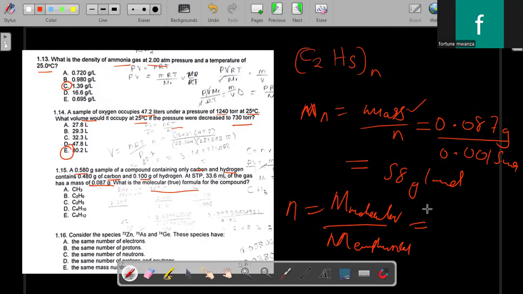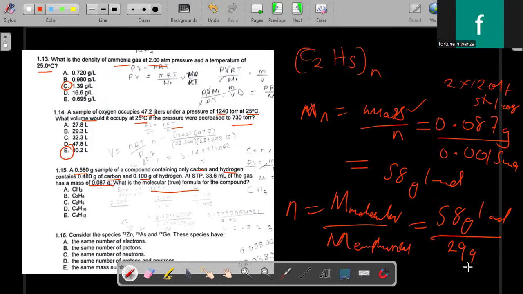The molar mass for my molecular formula I've already found, which is 58 grams per mole, divided by the molar mass of my empirical formula. So I have two terms in the empirical formula: 4.01 plus 5 times 1.008. There I'm going to get 29, so I get 29 grams per mole.